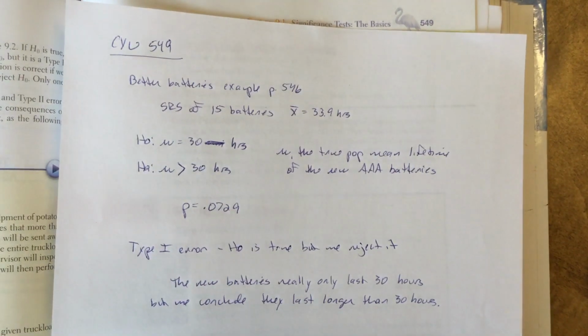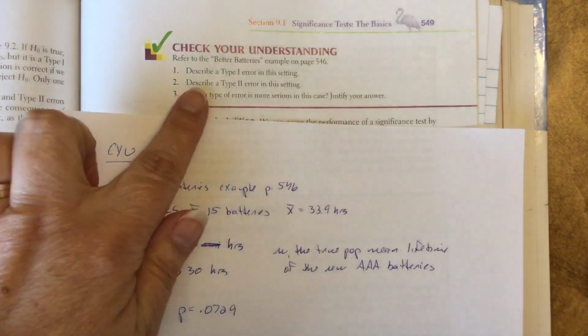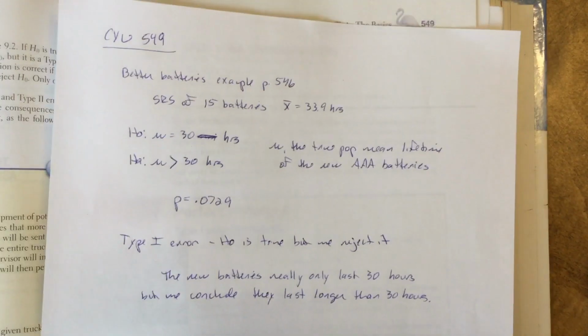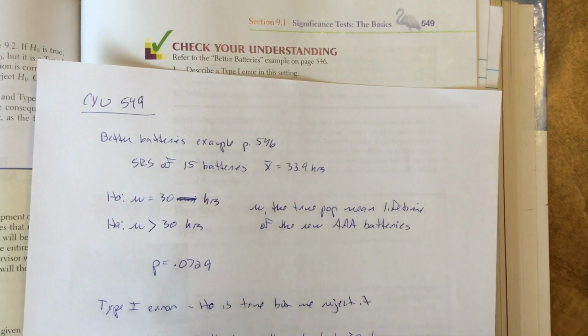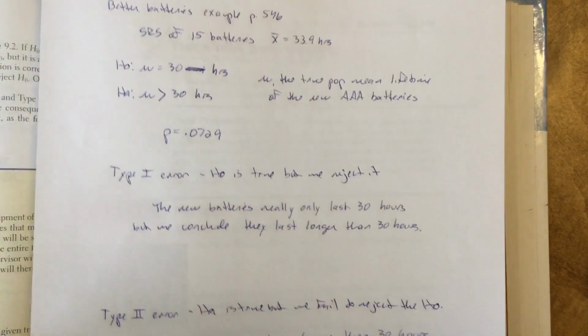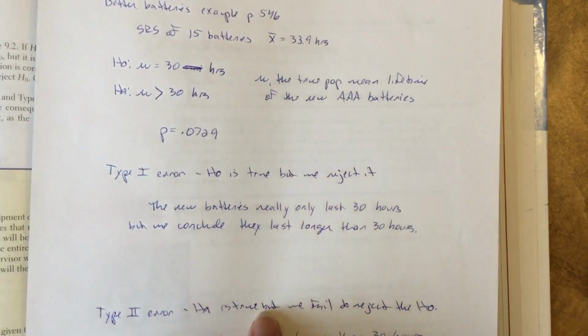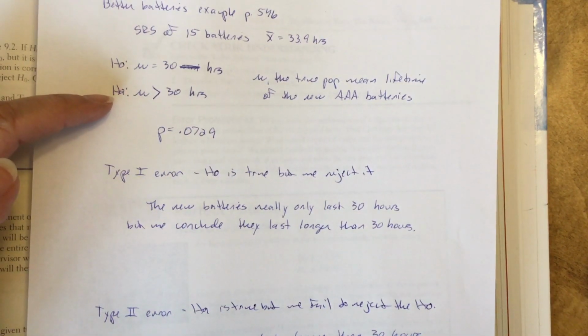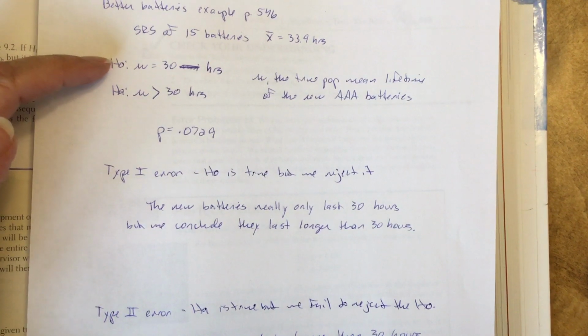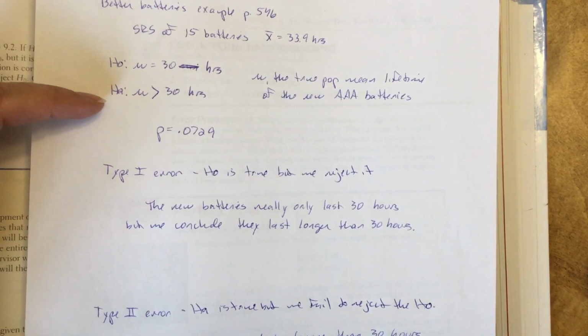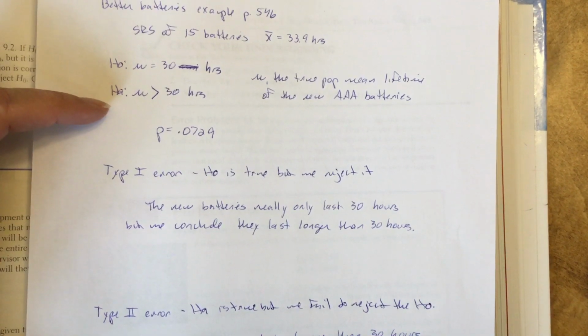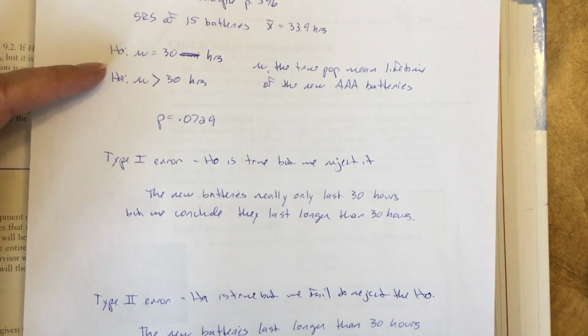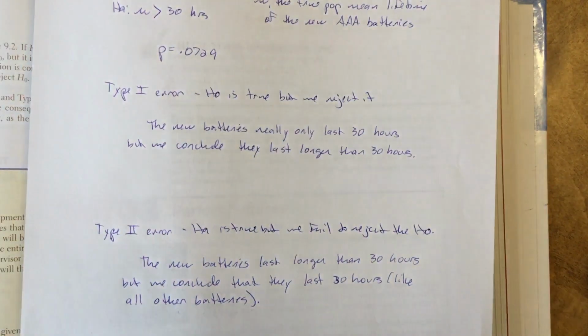For a type 2 error, okay, so now we need to do a type 2 error. A type 2 error is when the Ha is true, but we fail to reject the H0. So this is true, but we fail to reject the H0, so we conclude that this is true. So in this case, the new batteries do last longer than 30 hours, but we conclude that they only last 30 hours like all the other batteries, okay?